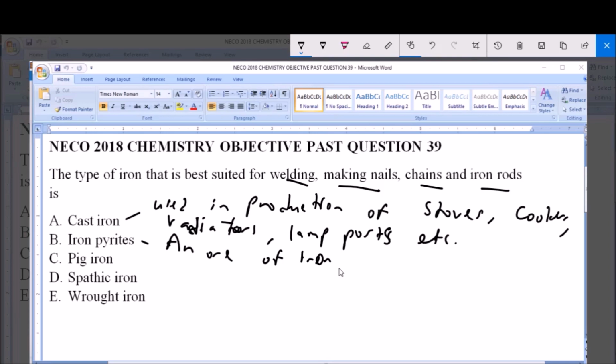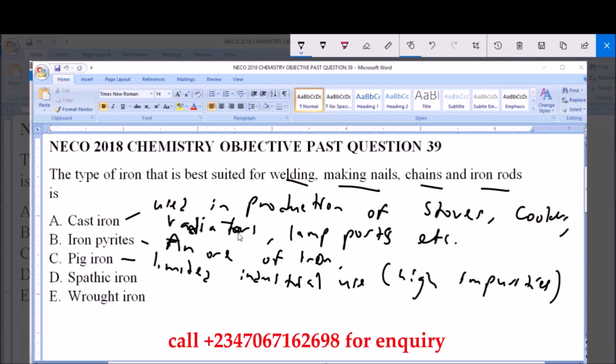Okay, so you can't specifically say it is a type of iron, rather it is an ore of iron, a raw material in production of types of iron. Now option C says pig iron. Now pig iron has limited industrial use. This is because it contains high amounts of impurities, so it is very brittle and unsuitable for carrying out industrial work. Now option D says spatic iron.